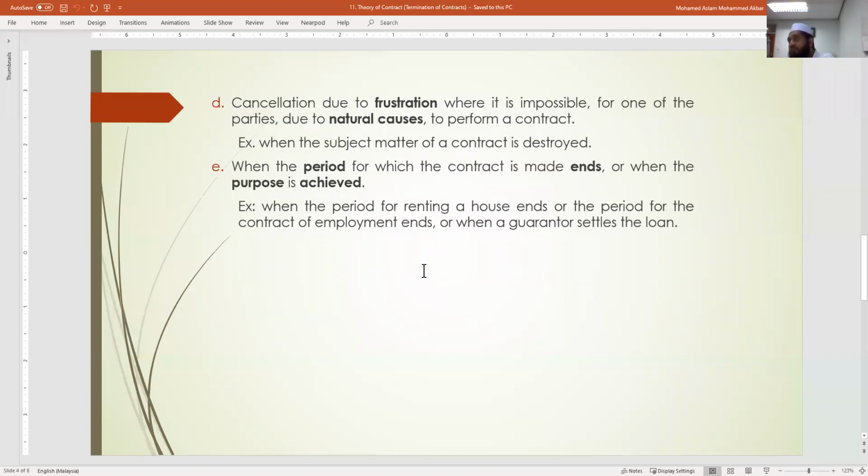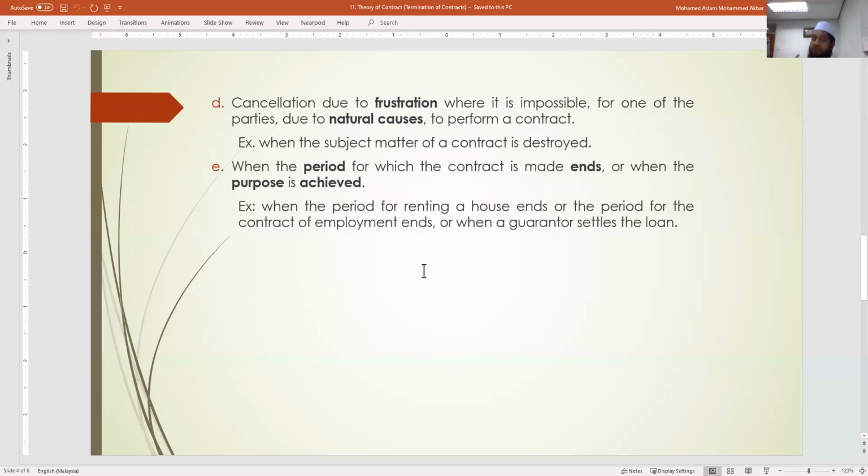Cancellation due to frustration, where it is impossible for one of the parties to perform due to natural causes. For example, the subject matter is actually no more. Let's say there is a disaster happening, maybe a flood or an earthquake. If the things are not there, or maybe there's a fire that burnt the entire shop.